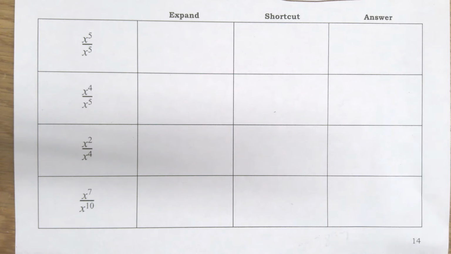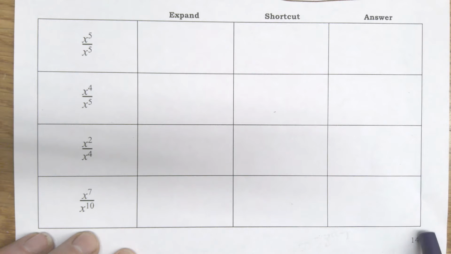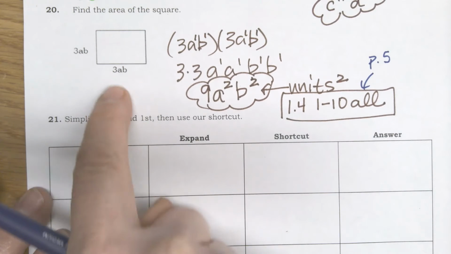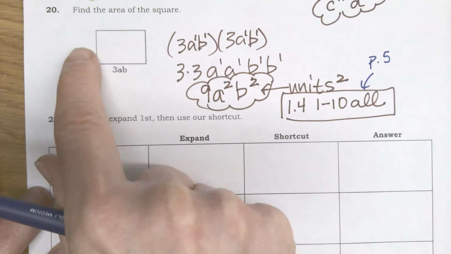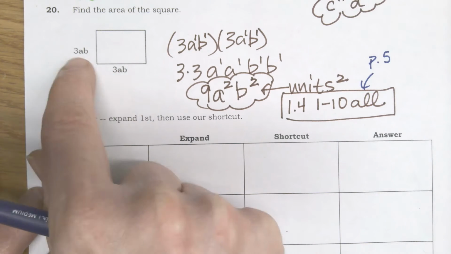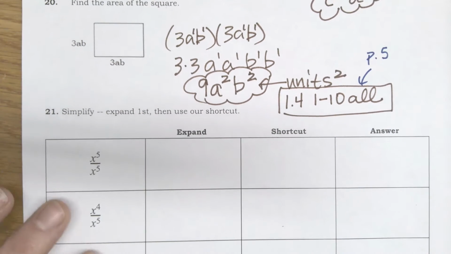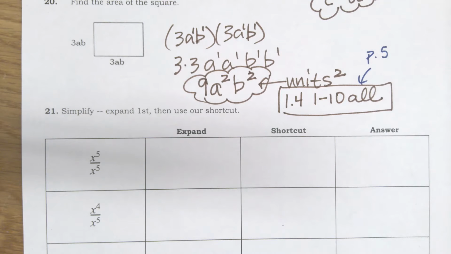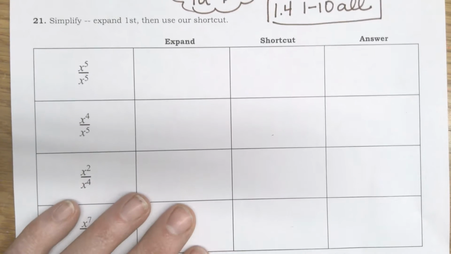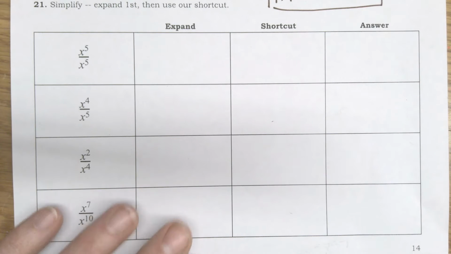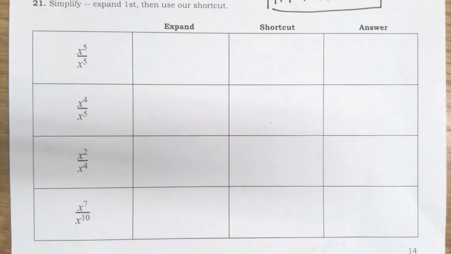So we're starting your notes today, actually I should say finishing your notes today where we left off in class yesterday. So that was on page 14. The last problem we did was that area problem where we'd multiply a length times a width, and then we used our power rules to do so. We're going to move down and finish up the notes by doing expanding, a shortcut, and then taking a look at our answer.